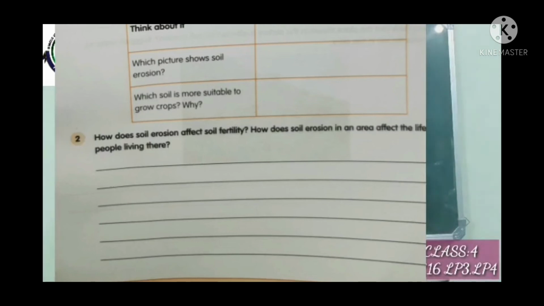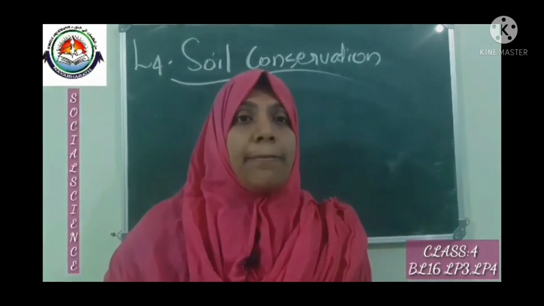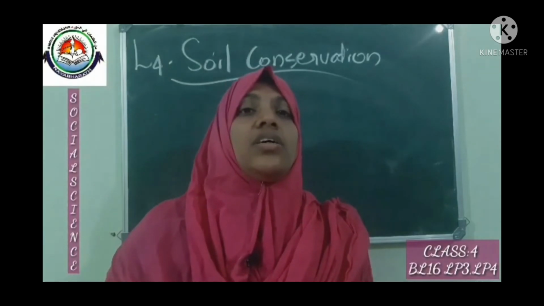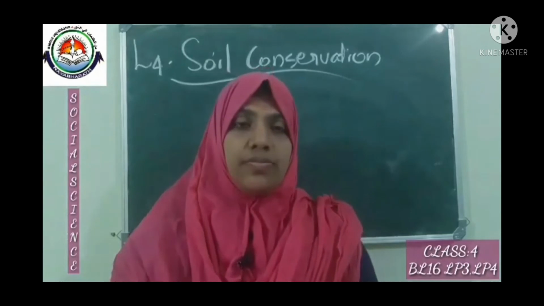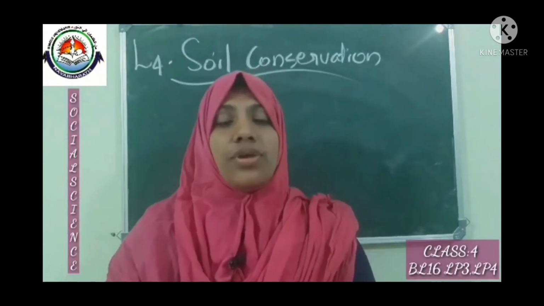Then how does soil erosion in an area affect the life of the people living there? People depend on soil for cultivation. If there is no fertile soil, what would happen? We can't cultivate crops there, and we will not get food. So we depend on soil for our food.